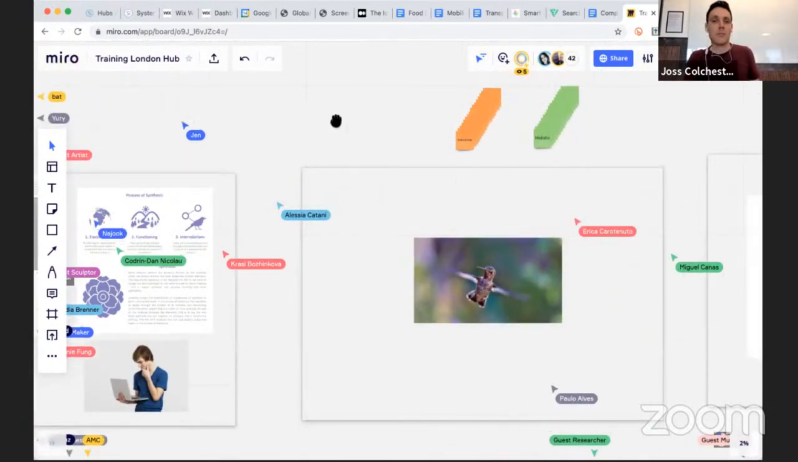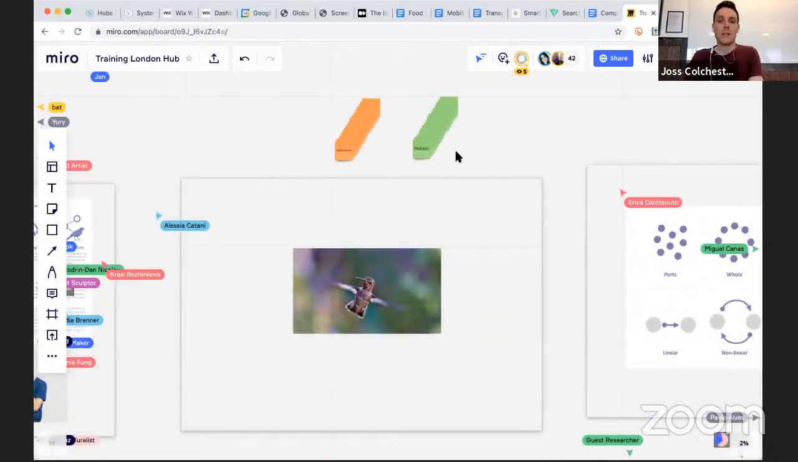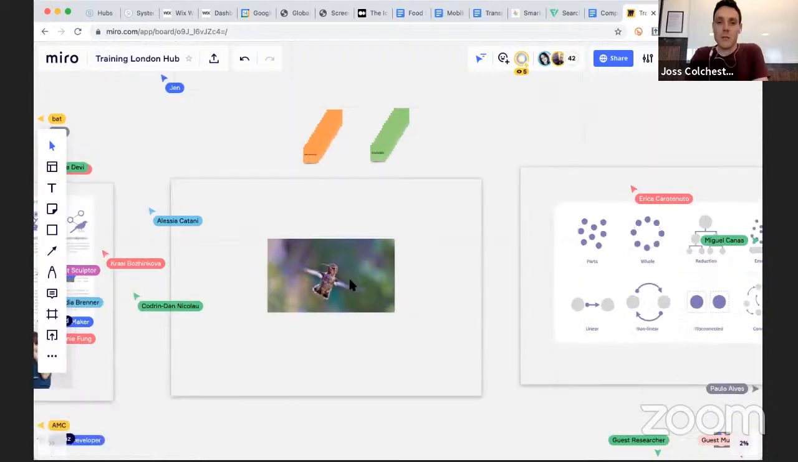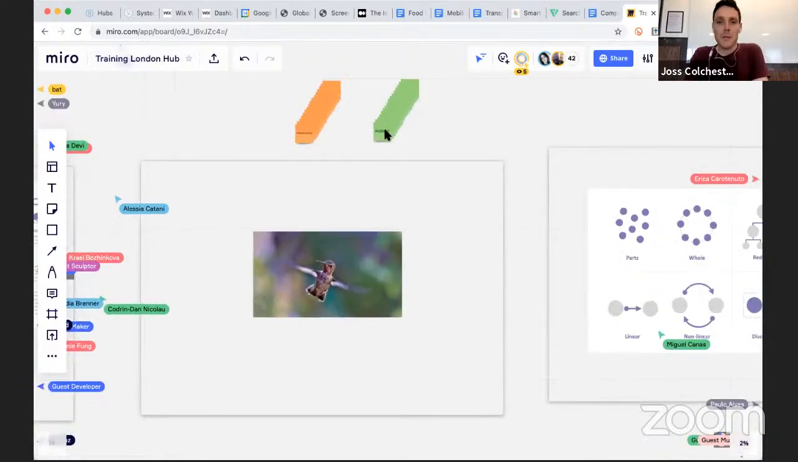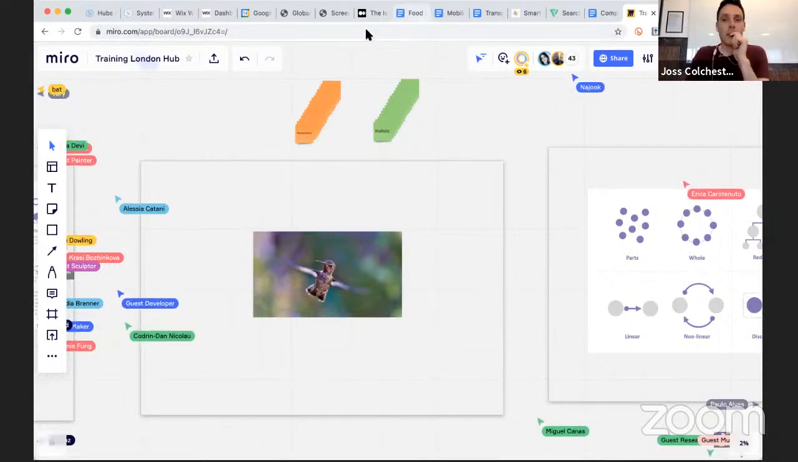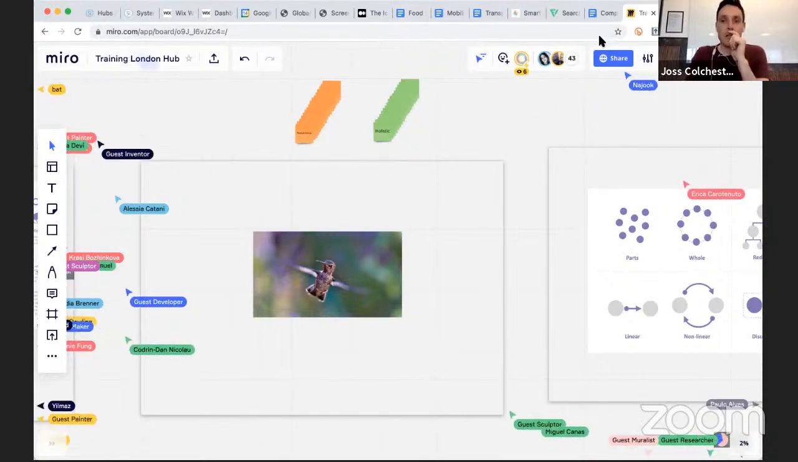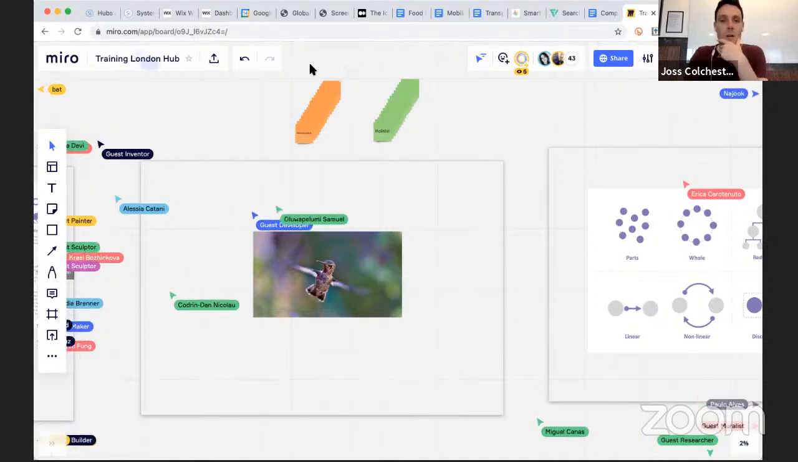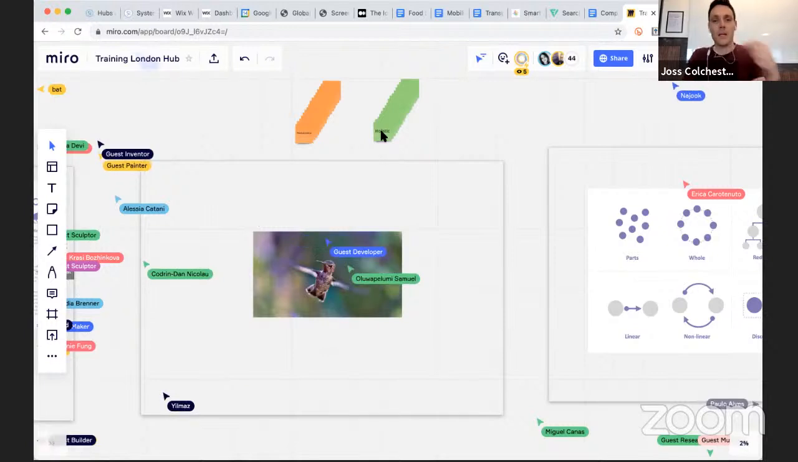So yeah, I want you guys to jump in now and let's do a little exercise. Try and get ourselves thinking in systems. I'm on this board here with the bird. If you could please join me. I'll share the link again for those who are just coming now. We want to start thinking in these two different ways. There's the link, please join.